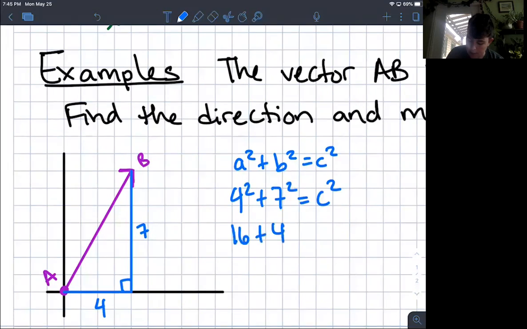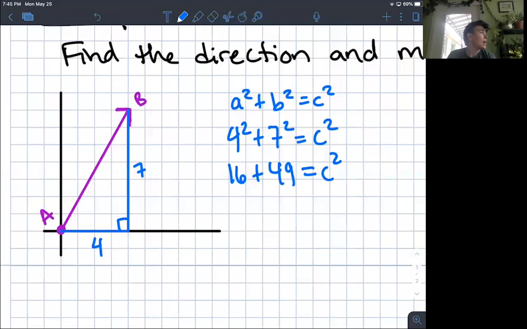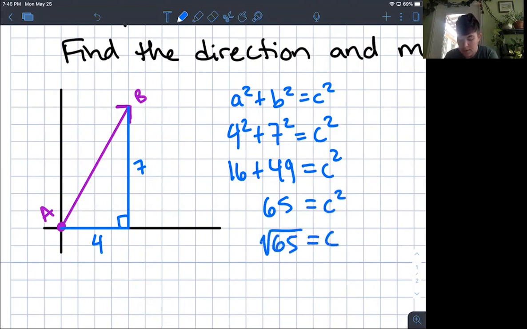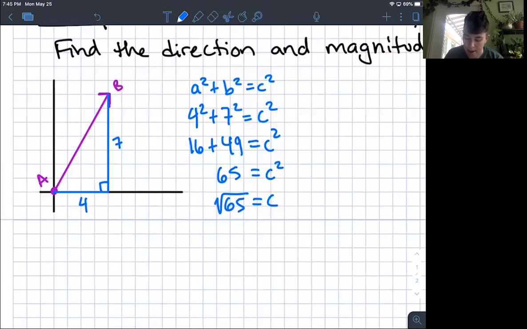That's 16 plus 49 equals c squared. 16 plus 49 is 65. Let's make sure I have that right, since I'm not in class, so y'all can't correct me if I've got this horribly wrong. It is 65, equals c squared. So that means the square root of 65 equals c. Okay, so this is the magnitude, right?